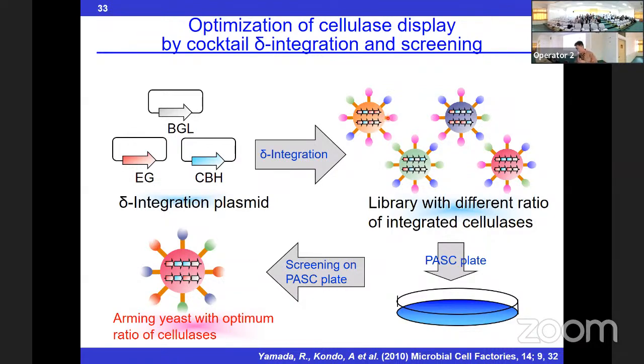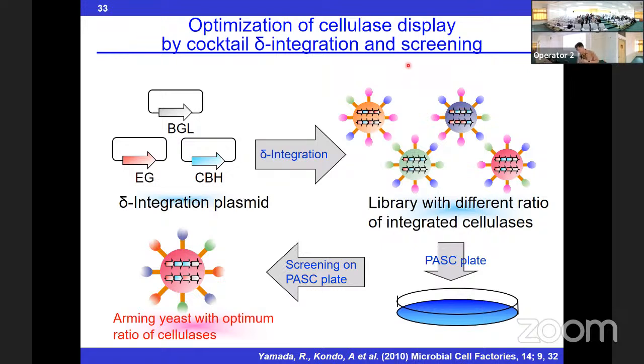After that, I'm not sure what kind of different expression ratio we get on the surface, because this is an unexpected phenomenon for the researchers. But there is a library with different ratios of these enzymes. So please understand, each color means a different type of yeast strain having a different cellulase ratio.